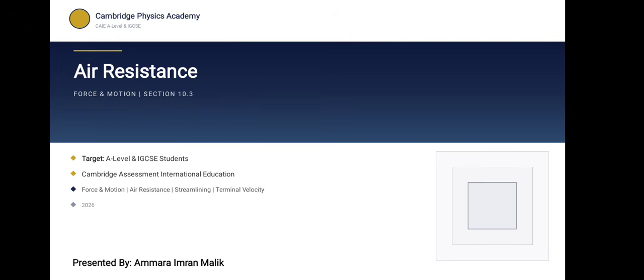Whether you are watching a bird glide through the sky, a race car speeding down a track, or a snowflake gently drifting to the ground, you are witnessing the effect of air resistance in action. Today we will be focused on your book section 10.3, air resistance, from chapter number 10, Force and Motion. Our goal today is to look beyond what our eyes see and understand the invisible forces at play.